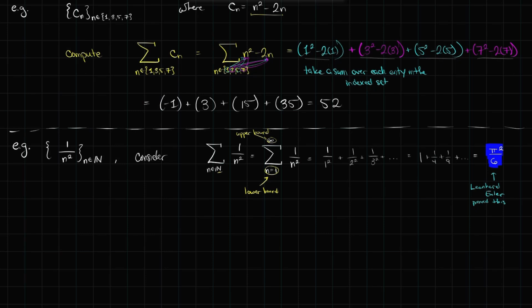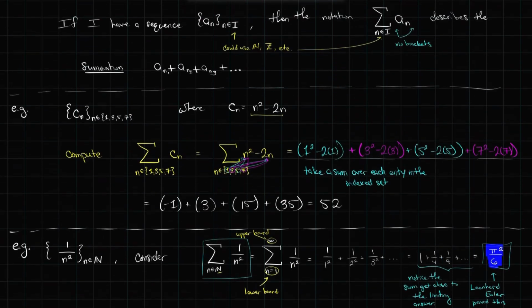So, don't try to do these too often, but it's important to recognize that even over infinite sets, these have some well-defined notions, because what you would notice here is that the sum gets close to the limiting answer. It's just like any other sort of limits that you would work with. So that's another example using that sigma notation.